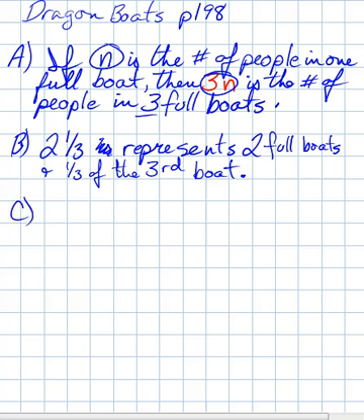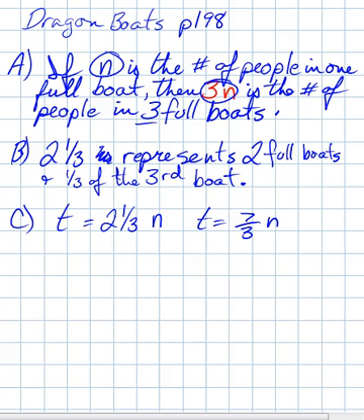So in question C it says, write a relation between the number of people, n, in each full boat and the total number of people in all the boats. So if T is the total number of people in all the boats, then T equals 7/3 n, same thing as 2 and 1/3 n, which represents the total number of people in the boats.